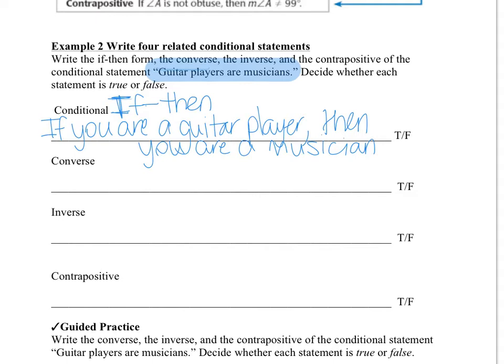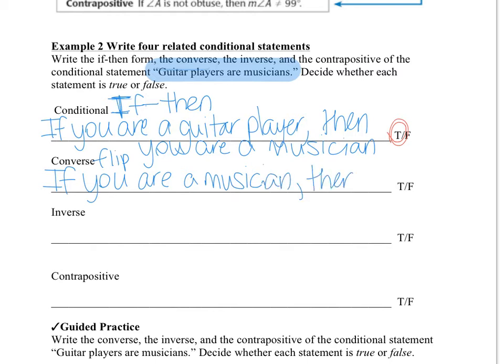And would we agree that that's true? Hope so. So the converse is when you flip. So now I'm going to put "you are a musician" after the if, and "you are a guitar player" after the then. So are all musicians guitar players? No. So that would be false.